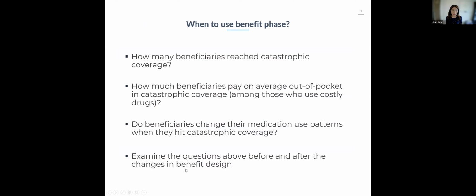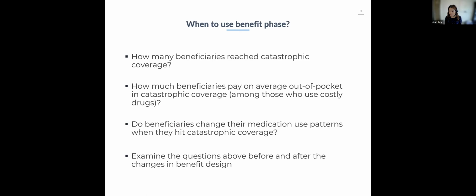And you can also ask questions like, do beneficiaries change their medication use patterns once they hit catastrophic coverage? Because their cost sharing got lower once they enter the catastrophic coverage phase, they may want to fill more medications. These are the questions that you could ask, and that's when you want to use the benefit phase.